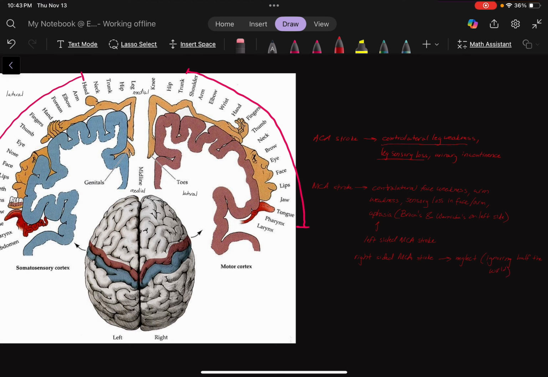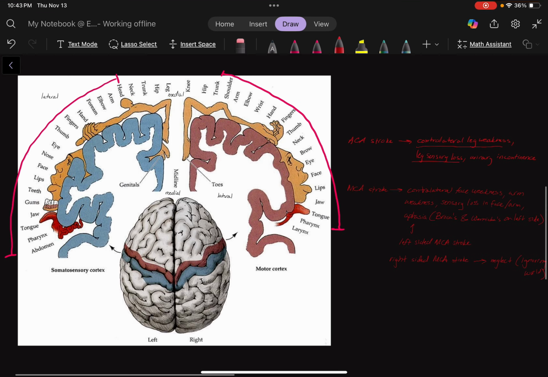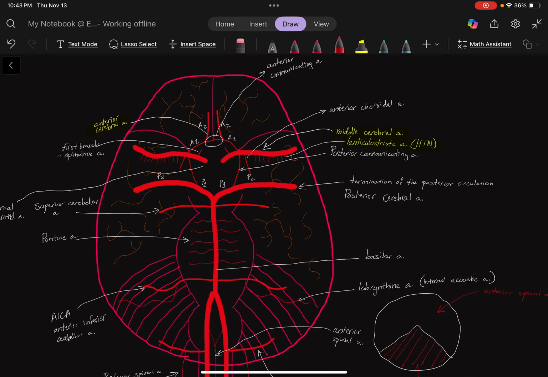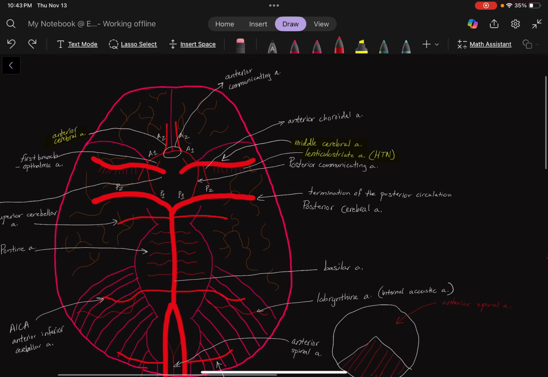Okay, now we're gonna move on to strokes of the lenticulostriae arteries, okay? So what are those arteries? Recall in the last video, I talked about these lenticulostriae arteries right here, okay? Those are essentially small branches coming off the middle cerebral artery, okay? And recall in the last video how I said these arteries are prone to narrowing or rupture in patients with uncontrolled chronic hypertension. And the reason for that is because uncontrolled chronic hypertension can lead to hyaline arteriosclerosis, which is essentially just thickening of the blood vessel wall.